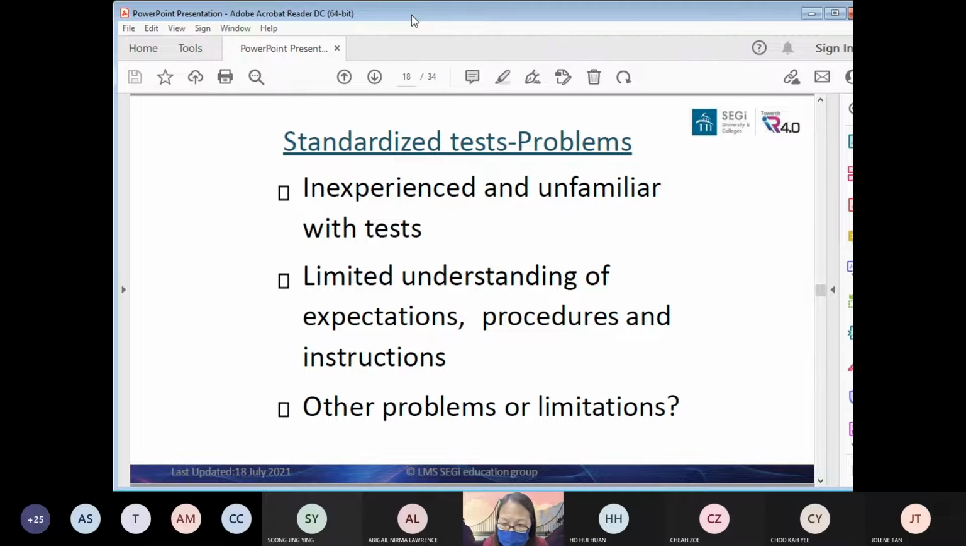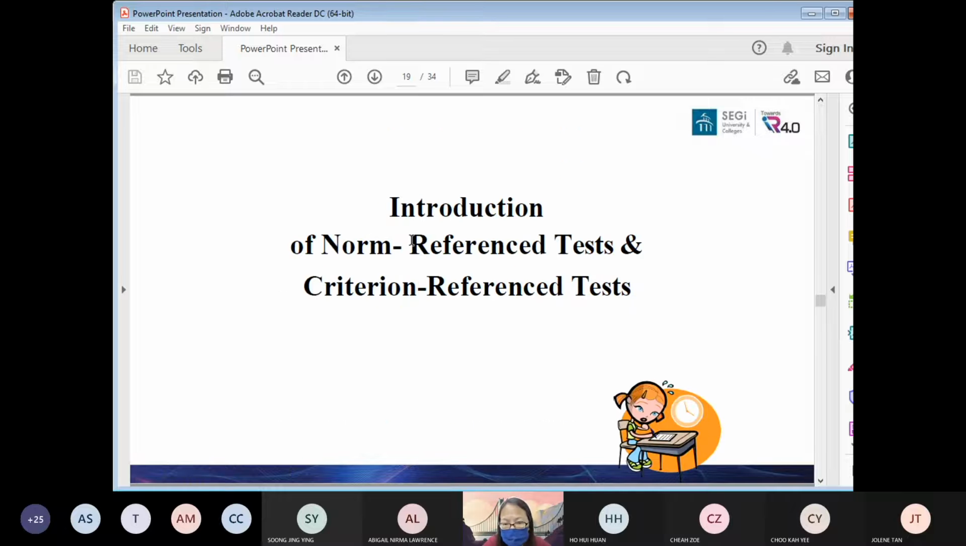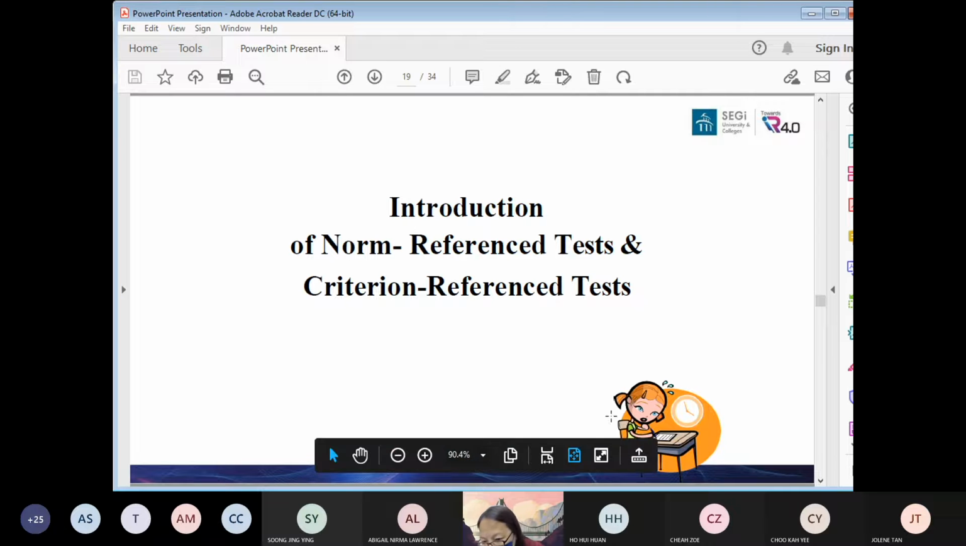Limited understanding of expectations, procedures, and instructions. They just don't understand whatever you ask in the question. Someone has to keep telling them what the question means, then only they understand. They cannot understand what is written there because they are not familiar with the kind of questions. Now we have come to another point, the introduction of norm-referenced tests and criterion-referenced tests.